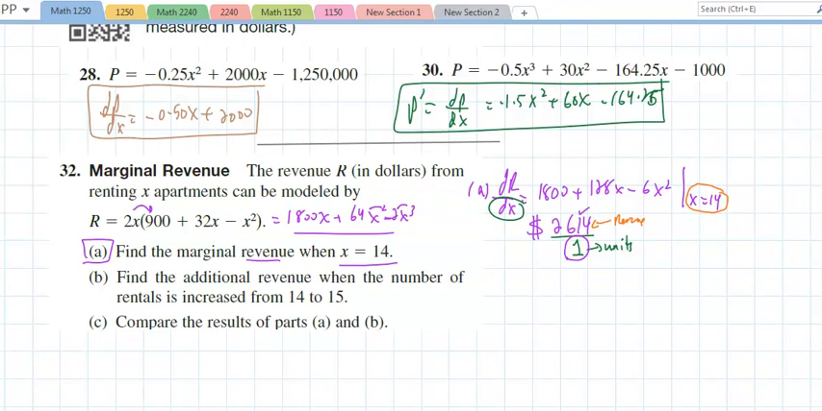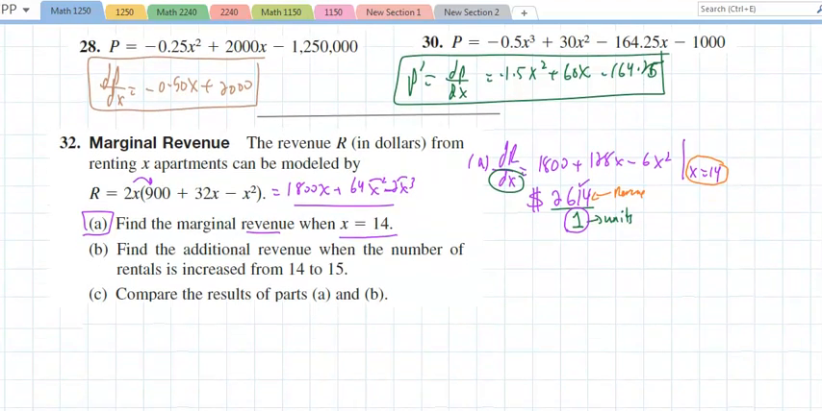Part B says find the additional revenue when the number of rentals increase from 14 to 15. Oh, actually, it says what it is. I'm sorry, the revenue from renting x apartments. So this is a function: how much would you collect from renting apartments? This is saying by the time you rent the 14th apartment, at that time you're making roughly 26.14 in revenue for each unit that you rent.